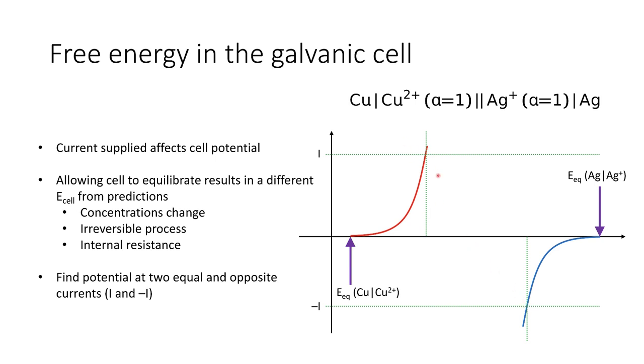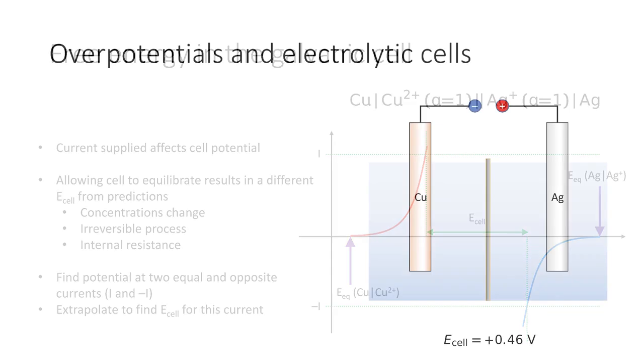What this gives us overall, for a given current, is that we find the difference between these new potentials driving these currents, and we can extrapolate this to find the actual measured cell potential for this current. As the current increases, the cell potential drops. We only obtain the thermodynamically predicted cell potential under zero current conditions. As soon as current starts to flow, we start to deviate from that equilibrium position.